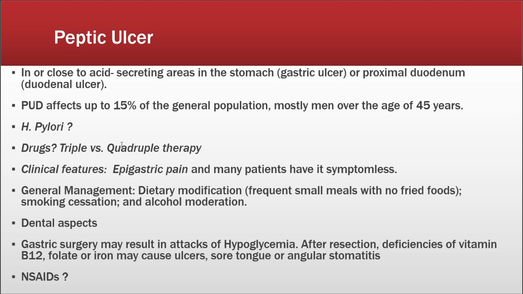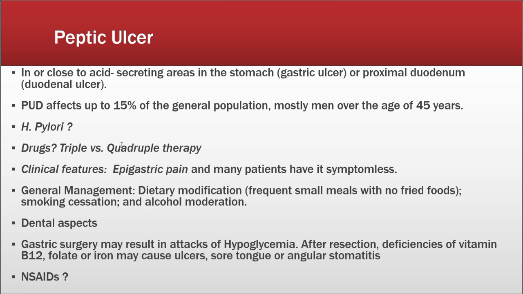Now, peptic ulcer. It is an ulcer, a defect in or close to acid secreting areas in the stomach, which we call gastric ulcer, or duodenal ulcer in the proximal duodenum. Usually it's very common in males over 45 years of age and affects up to 15% of the general population. Now, H. pylori is the main culprit in this process, because H. pylori is a bacteria that's present in the stomach. Once the patient has an ulcer, it can help in making it worse.